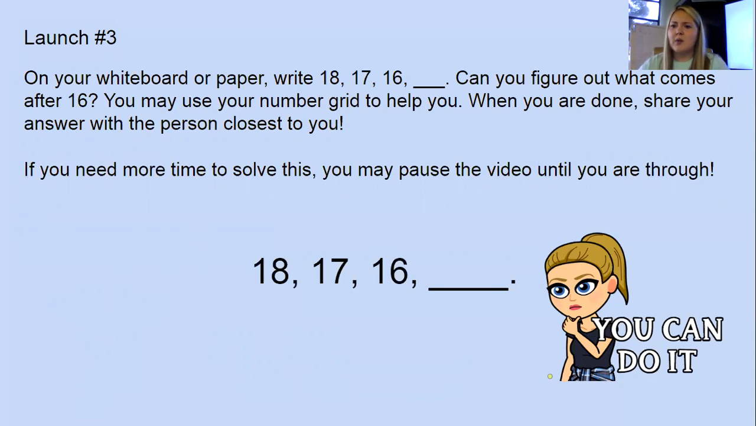Can you figure out what number comes before 16? I have a typo, should be before, not after there. You can use your number grid to help you, like I said. When you figured it out, share your answer with someone around you. And remember your hint, look for the number that comes before 16. I'll give you time to work on this now.